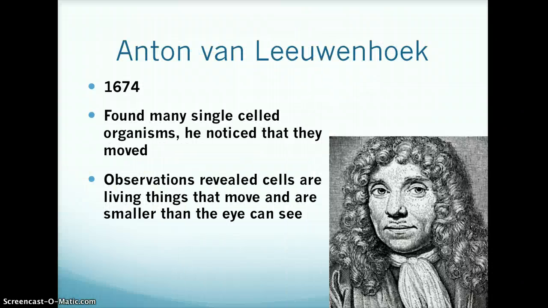In 1674, Anton van Leeuwenhoek looked at pond water under a microscope. He found many single-celled organisms, and he noticed that they moved. His observations revealed that cells are living things that can move and are smaller than the eye can see.